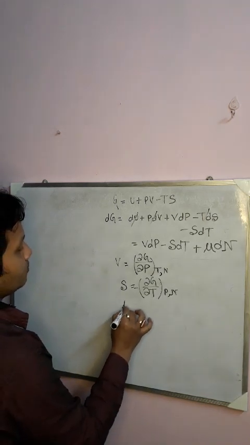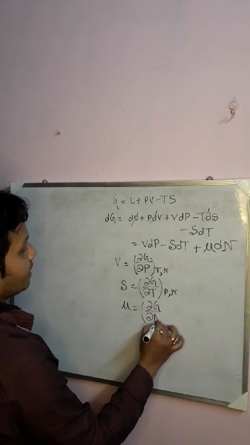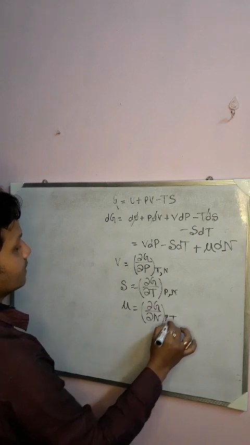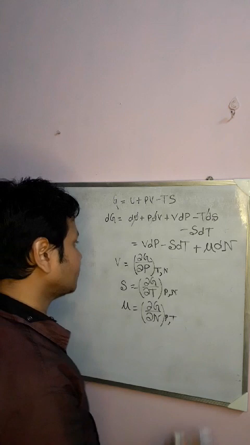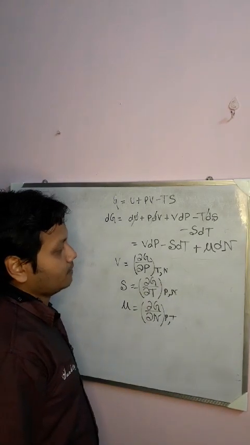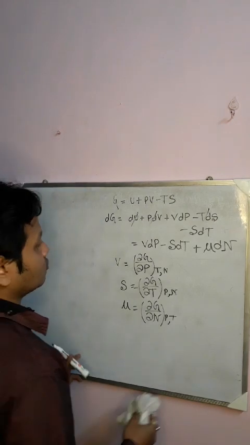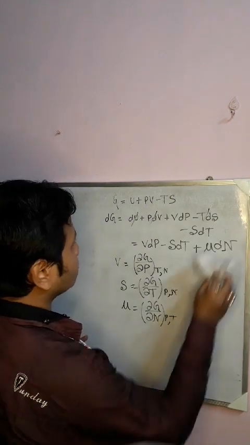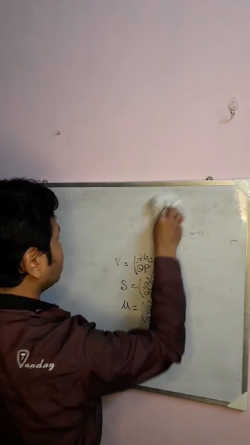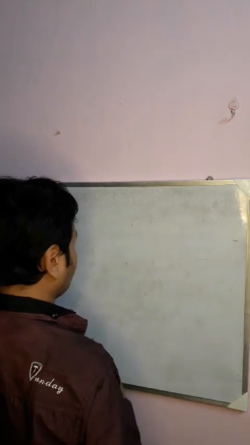Okay, or what will be my mu, or you can say del G del N at P say T. So thus you see that first order derivatives are not continuous. Okay, they are discontinuous. So if you plot a curve, what will be the nature of the curve?